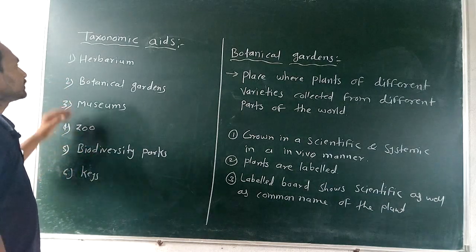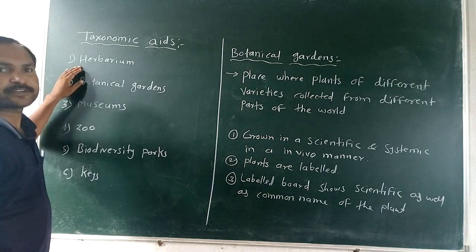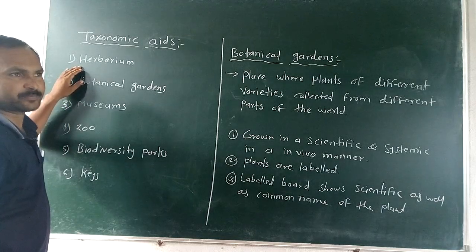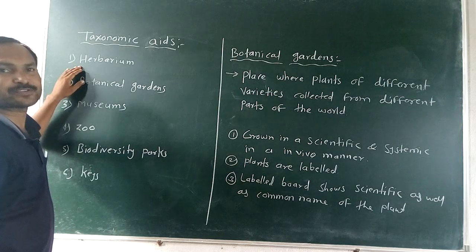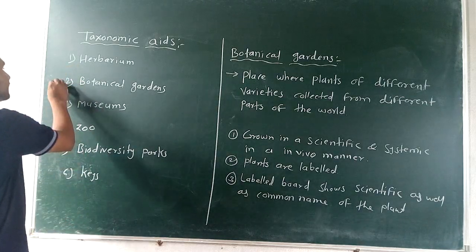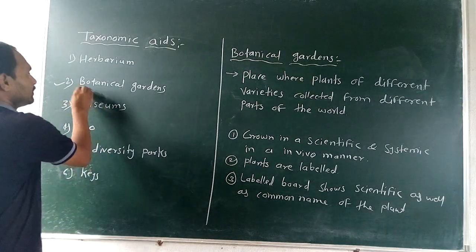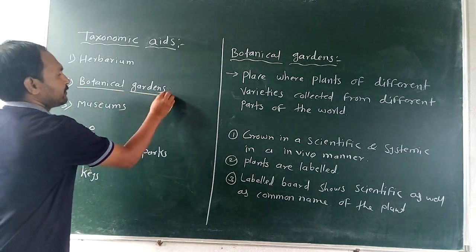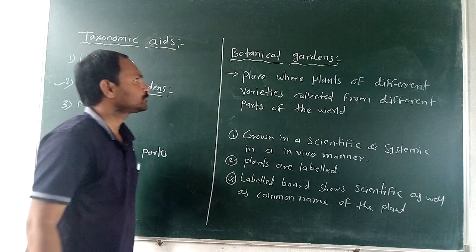Now in that, the first one we have completed, that is called the herbarium. Herbarium, we can make the herbarium sheet. Then the second one is the botanical garden. This is the second point that we will learn in this video.